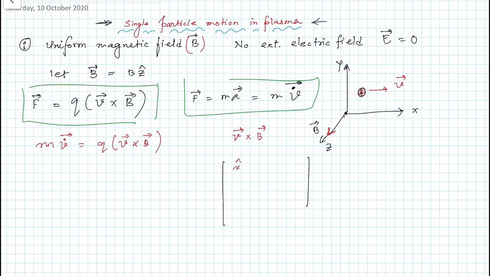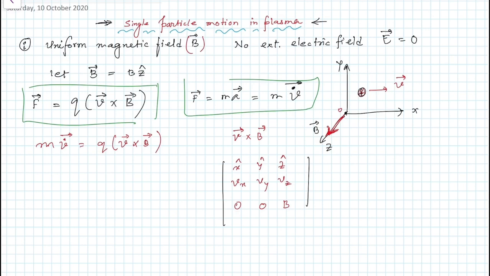So this is x component, y component, and z component. So vx, vy, vz are the three components of velocity v, and as the magnetic field is being applied in the direction along z axis only, it's coming out of the screen. Okay, so only at z we will get B. Along z only we will get B, and the other components will be 0.